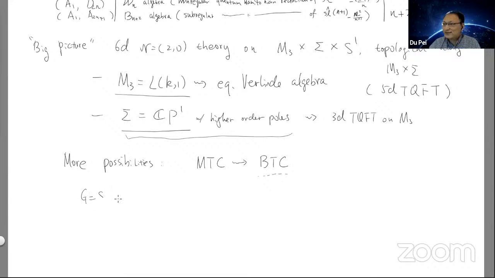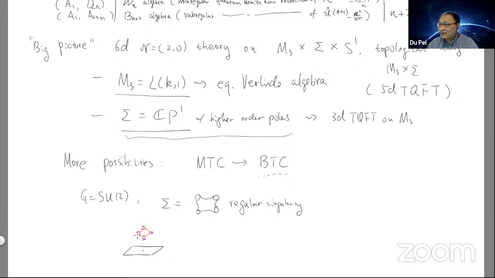For example, if you take G to be SU2 and sigma to be a sphere with 4 holes, but you only have regular singularity. Then the moduli space is still 1 hyperkähler dimensional, and the singular fiber looks like the affine D4 Dynkin diagram. And the U1 fixed points consist of 4 isolated fixed points, and then the entire CP1.